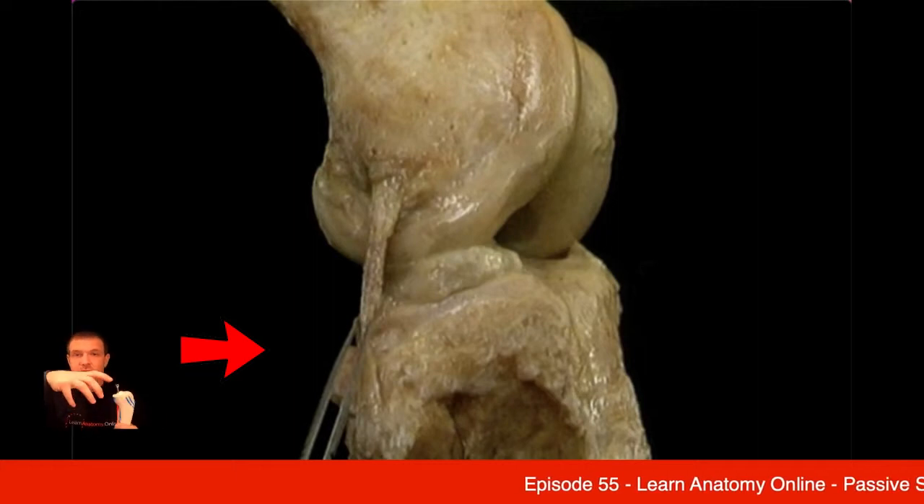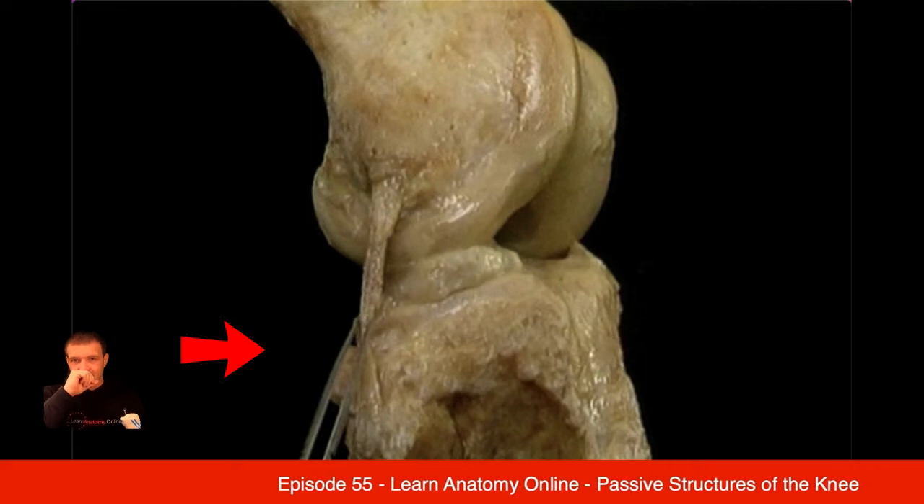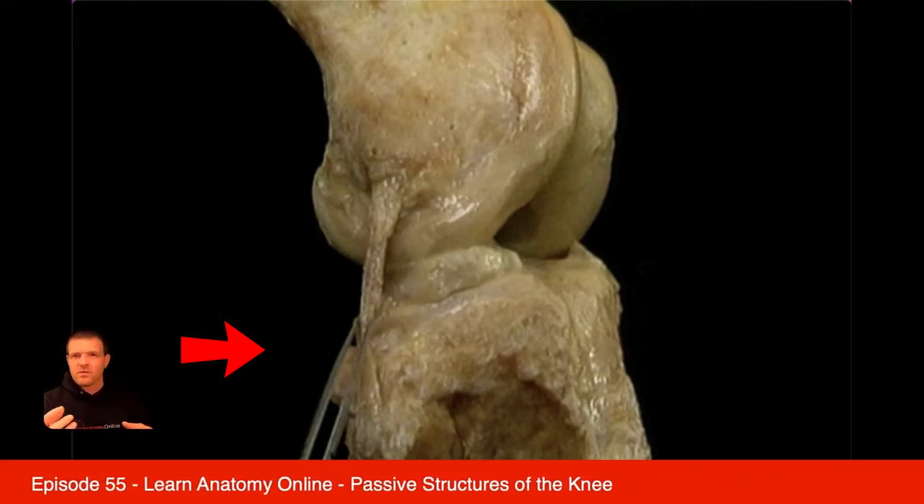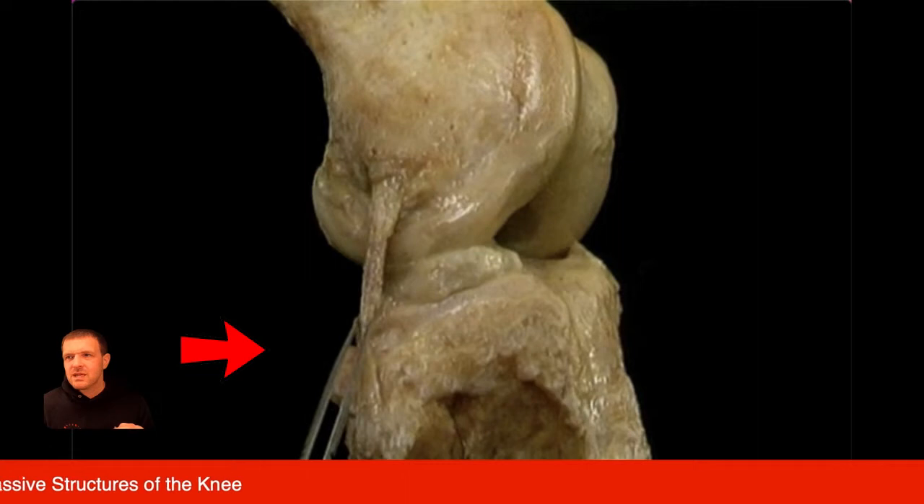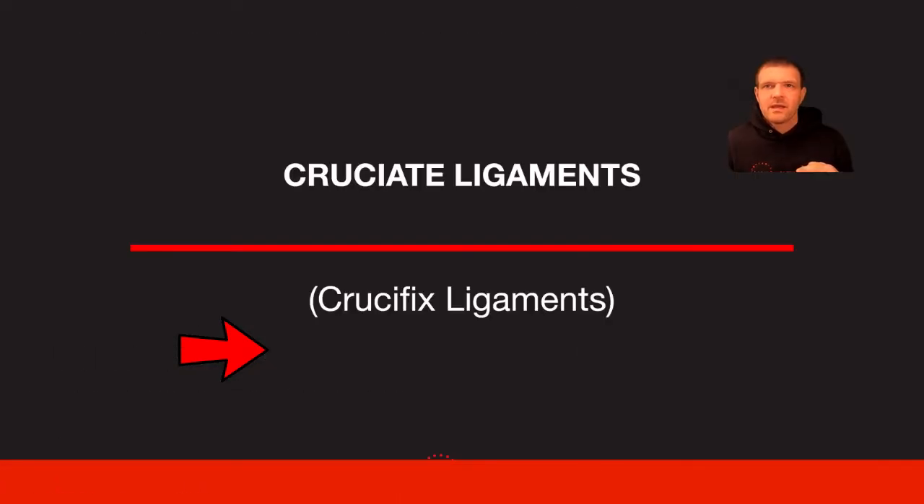Okay, so when you're looking at that terminal extension and being able to get into that position, it's important to know how you get into that position and what things may restrict it. Okay, cool. So those are the collateral ligaments.